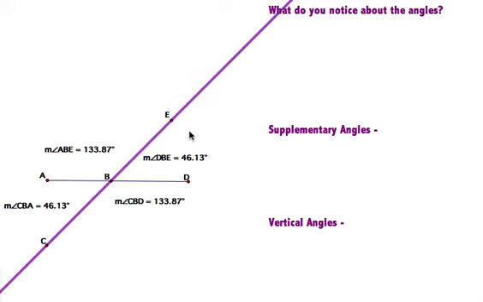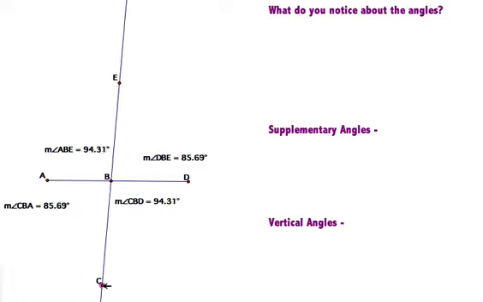Hold on, let me move the whole line instead of just C. All right, there you go. So I'm moving this around. Let me move it to about there. Okay, so notice we have 4 angles. We got this one, this one, this one, this one. So anytime you have 2 intersecting lines, or 2 segments, you have 4 angles.